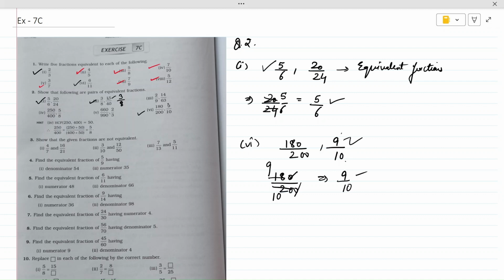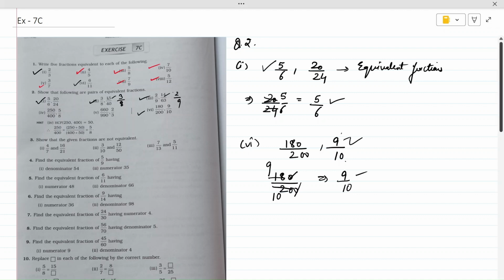Now, coming to this question, we have 2 by 9, which cannot be further simplified, and 14 by 63. So let's try to do this with 7. We have 7 into 2, 7 into 9. So both are equal. This is also simplified. So similarly, kids, we have to find a number which is a factor of both the numerator and denominator.